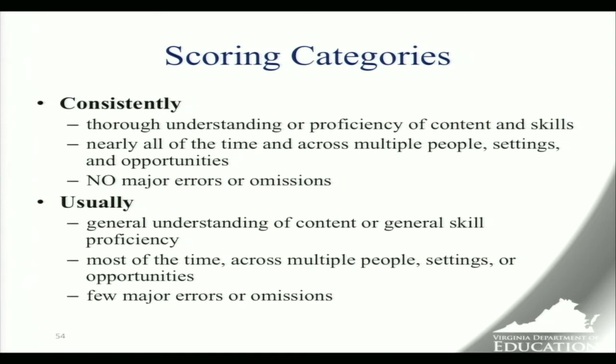There are 4 options available for scoring students' performance accuracy. These categories are consistently, usually, sometimes, and not yet. Students that consistently demonstrate a skill are able to demonstrate understanding and skill proficiently nearly all of the time and across multiple people, settings, and opportunities.